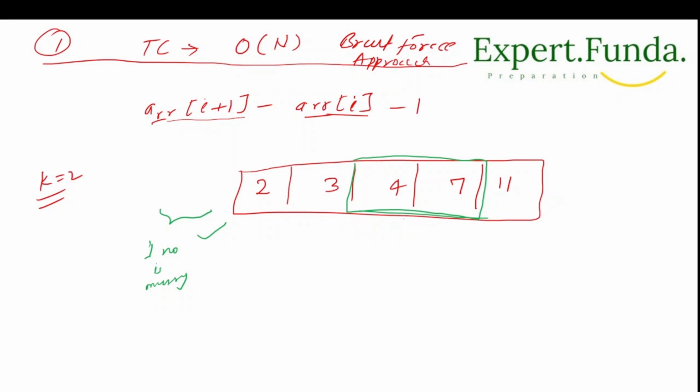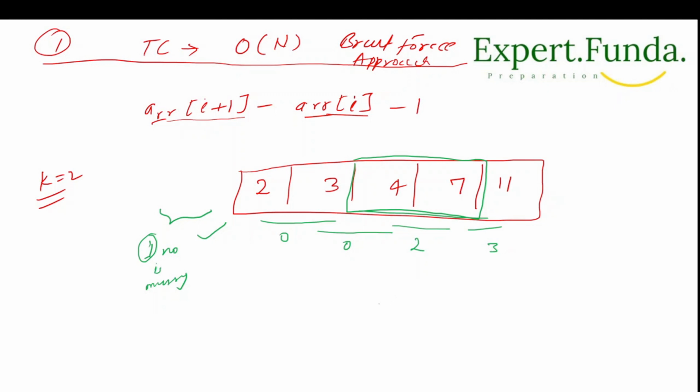Let's start from here. From 2 to 3, no number is missing. From 3 to 4, no number is missing. From 4 to 7, 2 numbers are missing. So we have 0 missing, 0 missing, and then 2 numbers missing. And from 7 to 11, how many numbers are missing? 3 numbers are missing between 7 and 11.